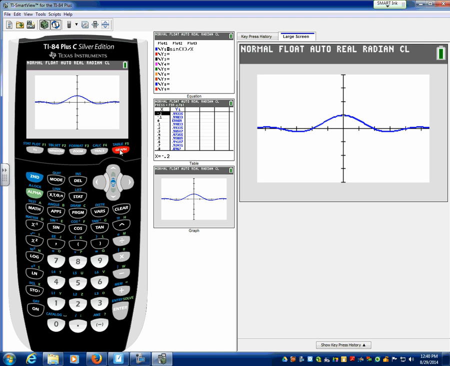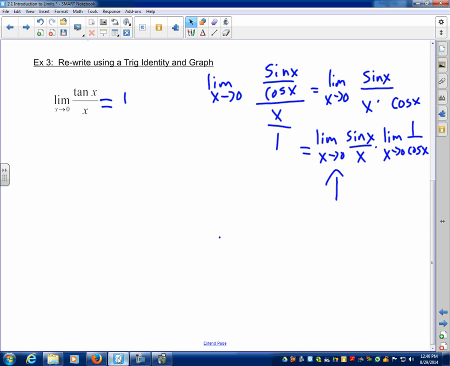You might want to star this. You're going to have to memorize it. In your homework, I believe there's one or two of them that can be done algebraically like this. So this is always 1.